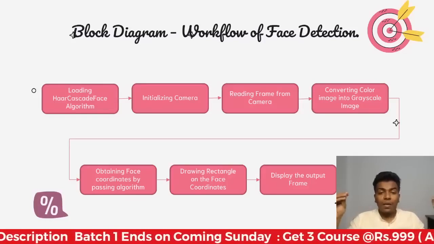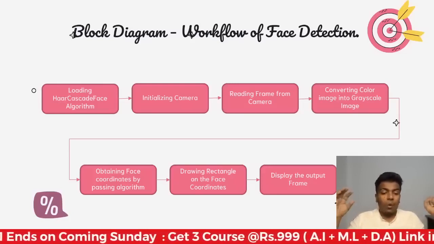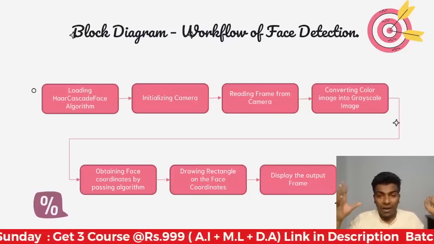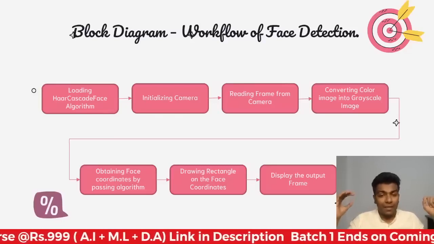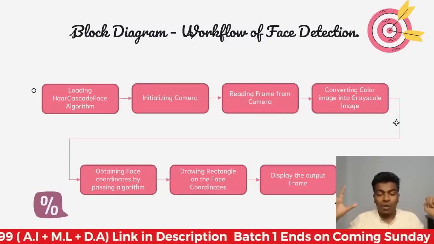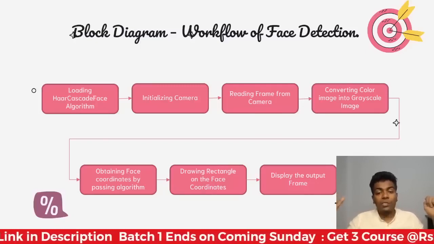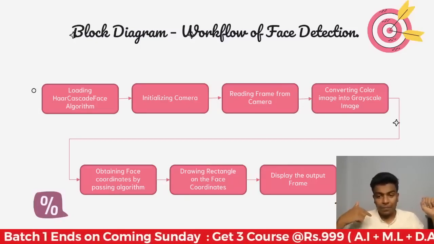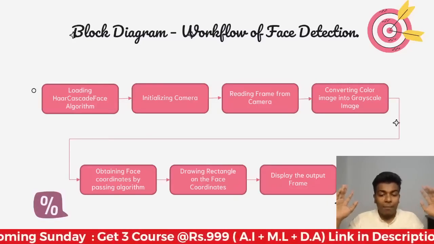And then by using the detectMultiScale syntax, which we learned on the previous slide, we can get the coordinates of the face. Obtaining face coordinates by passing the algorithm. We need to pass that algorithm so that we can get the coordinates of the face. And then once you got the facial coordinates, we need to draw the rectangle on the face. Finally, we are going to display the output. This is the complete workflow, guys.